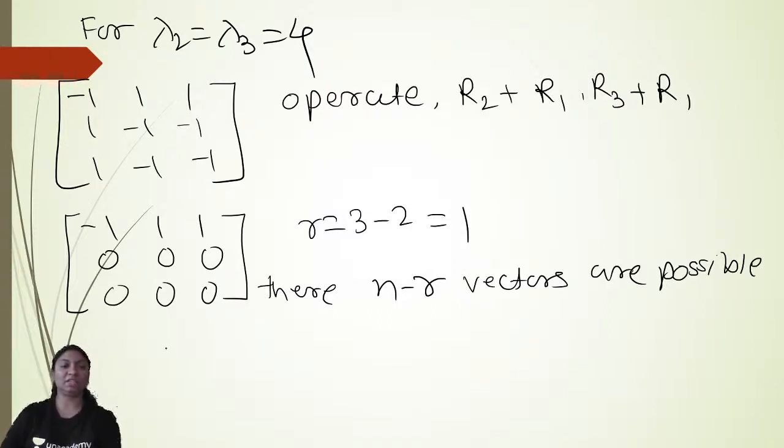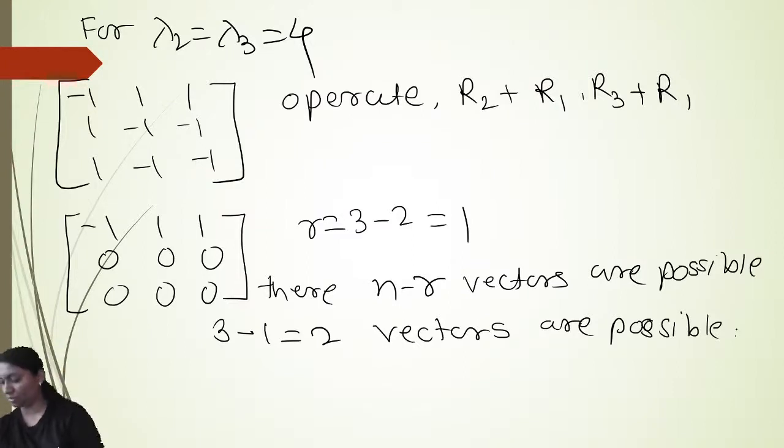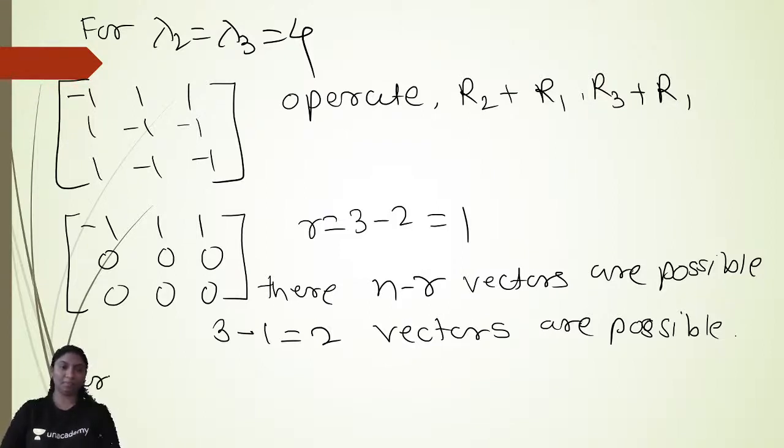So here n is equal to 3 unknowns, 3 minus 1, so 2 eigenvectors are possible. For that we have to assume that the matrix is symmetric. Therefore the eigenvectors are orthogonal, because the matrix is symmetric.